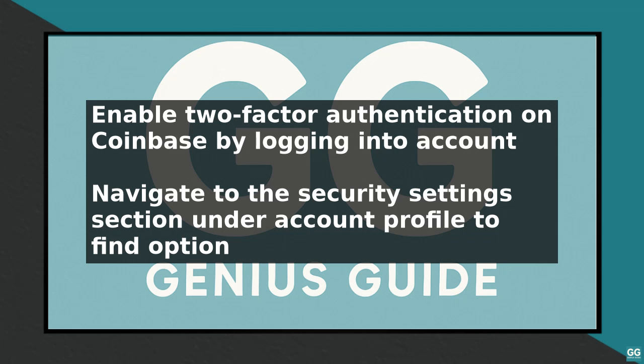Navigate to the Security Settings section, which can usually be found under your account profile. Look for the two-factor authentication option and select it. You will be given two options to set up two-factor authentication: using a mobile phone number or an authenticator app.